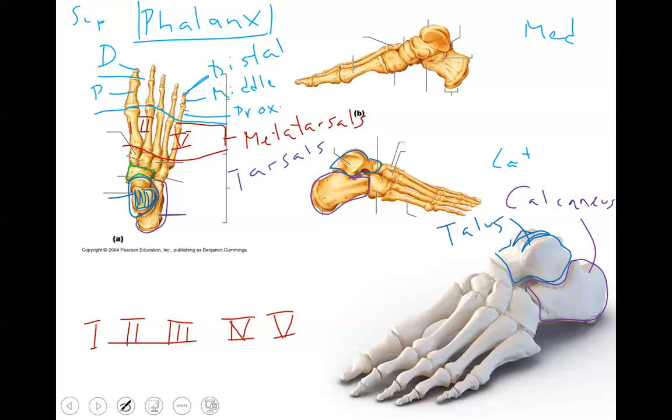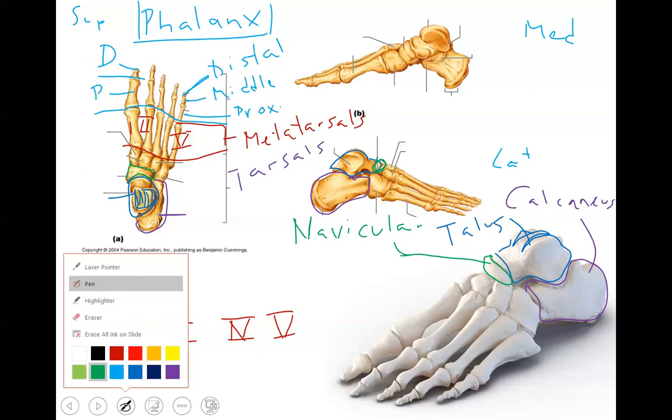Next we have a bone shaped almost like a capsized boat. You kind of have to use your imagination for that, and there's a reason I call it a capsized boat. This bone is called your navicular. So navy, something to do with boats. Navicular bone.